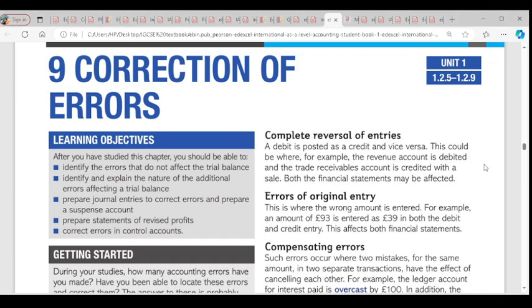We have chapter 9, accounting, correction of errors. It is important to know that the trial balance may balance and still have errors. These are called errors that do not affect the trial balance. So the point is, there are errors.